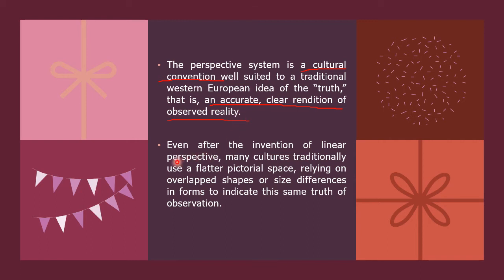Even after the invention of linear perspective, many cultures traditionally use a flatter pictorial space, relying on overlapped shapes or size differences in forms to indicate the same truth of observation. In the past, artists just drew flat shapes. For example, if you draw a square, you just draw a box like that. But using those different perspectives, we can create an image of how the box is actually situated in real life. This will give us a clearer observation of reality.